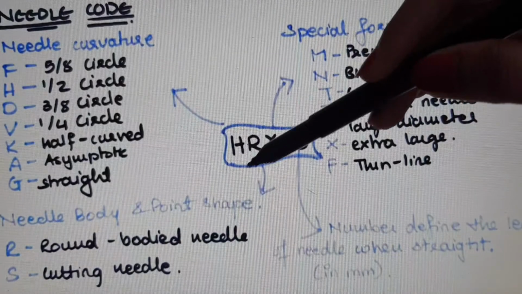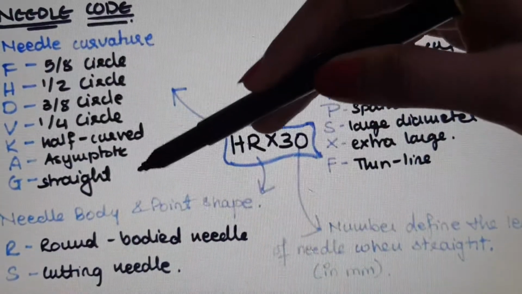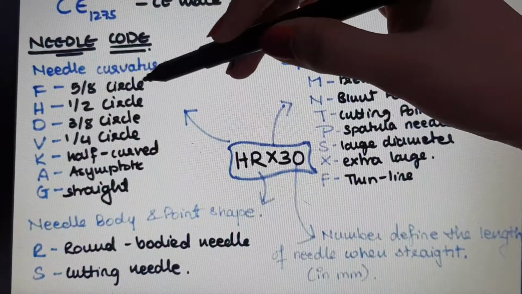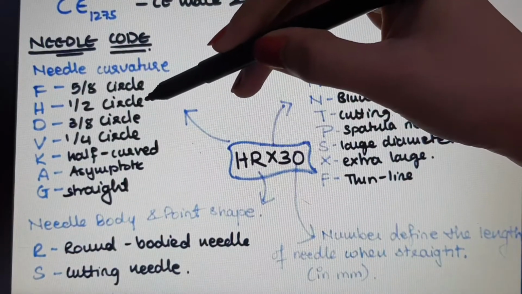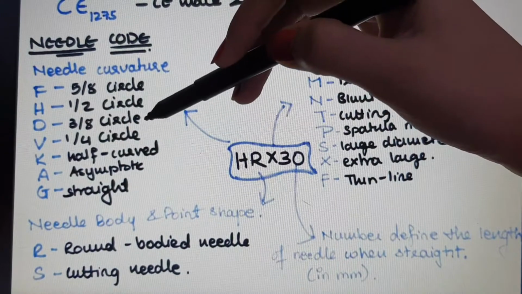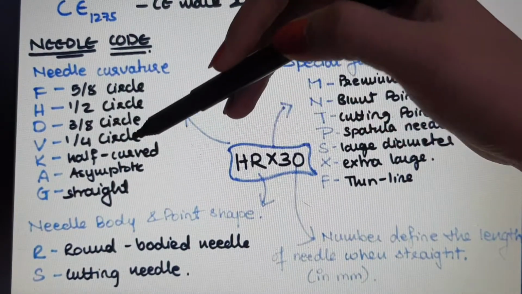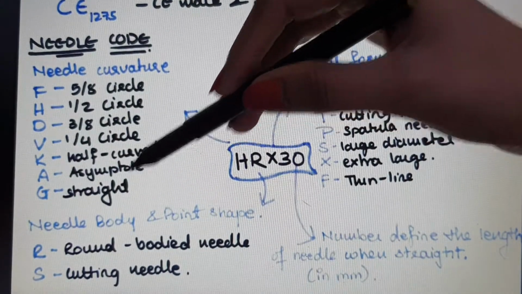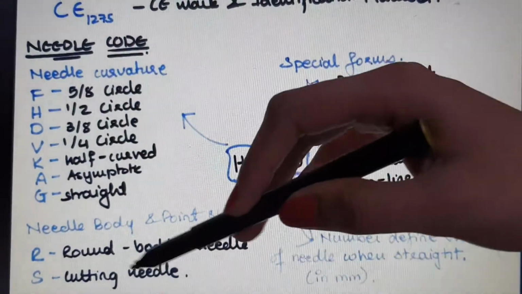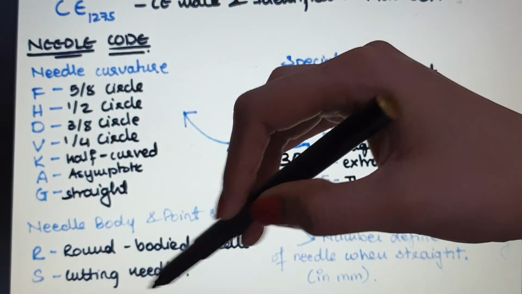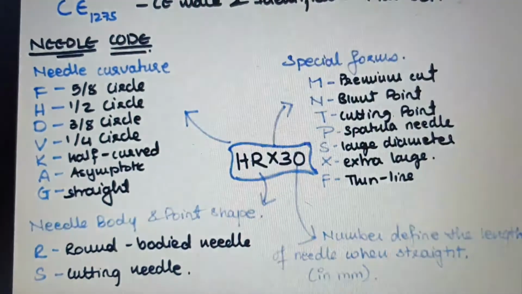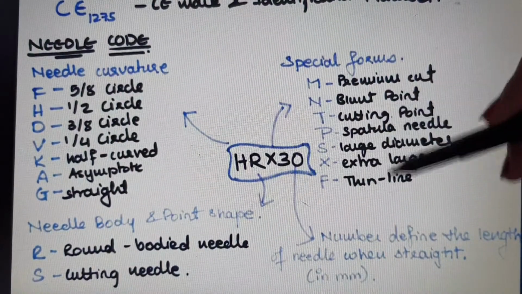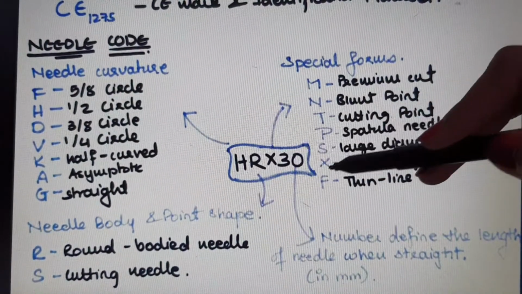So H denotes the needle curvature. There are various alphabets which denote the curvature of the needle. F is for 5/8, H is for half, D is for 3/8, V is for 1/4, K is for half curved, A is for asymptotic, G is for straight. Then R over here denotes the needle body or point shape. So it can be either a round bodied needle or a cutting needle. Then X over here denotes special forms, if the needle has any special forms.